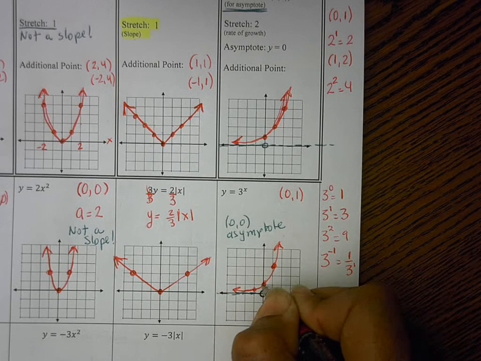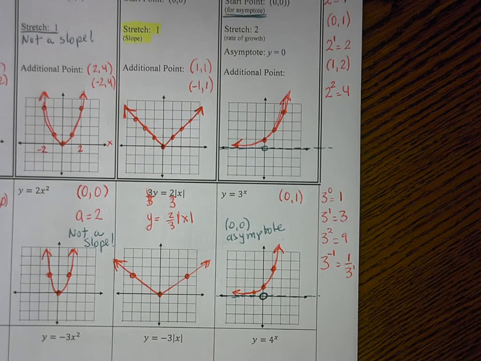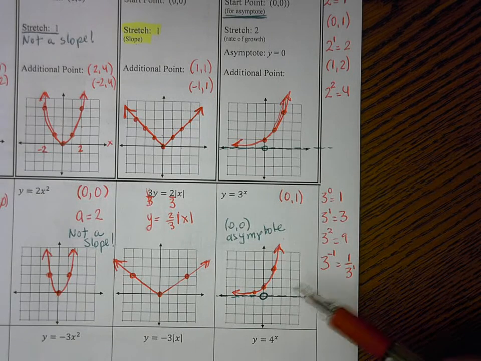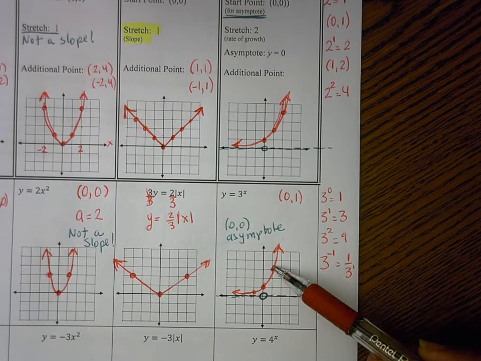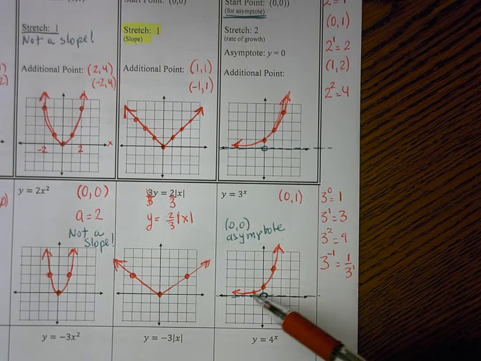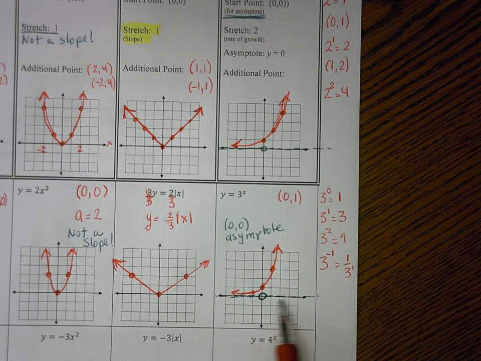Some students may ask me, Mrs. Myers, how many points should I have on an exponential? As long as you have at least 2 and you have the correct shape and you have the correct asymptote, you have a pretty good graph, okay?